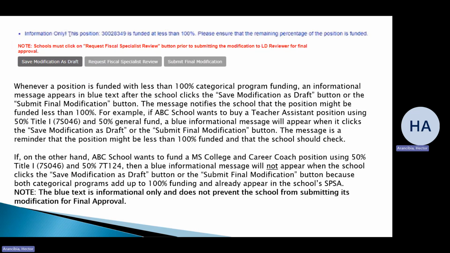But if, on the other hand, ABC School wants to fund an MS College and Career Coach using 50% of Title I and 50% of 7T124, then a blue informational message would not appear because the school has chosen two categorical programs that add up to 100% funding, and they already appear in the school's SPSA. So again, your blue text is informational and it does not prevent your school from submitting its modification for final approval.